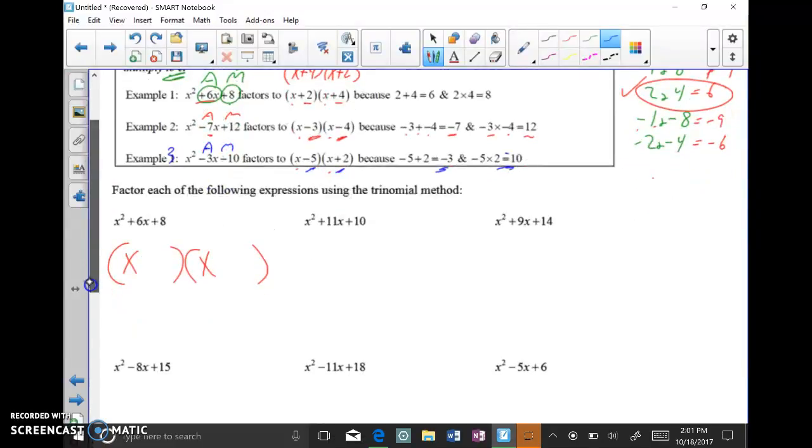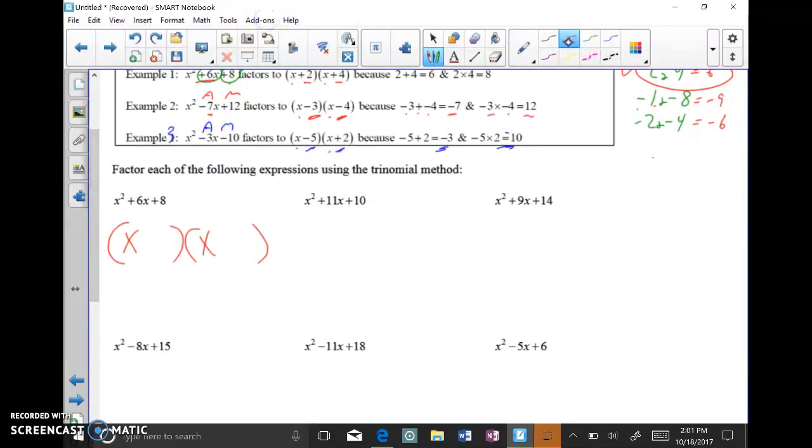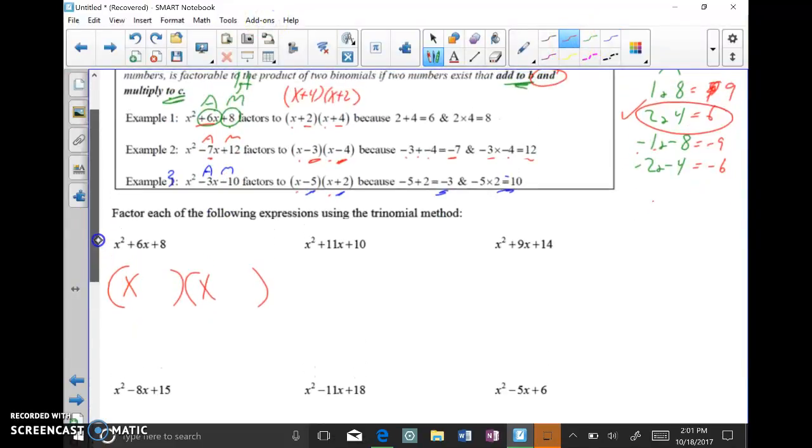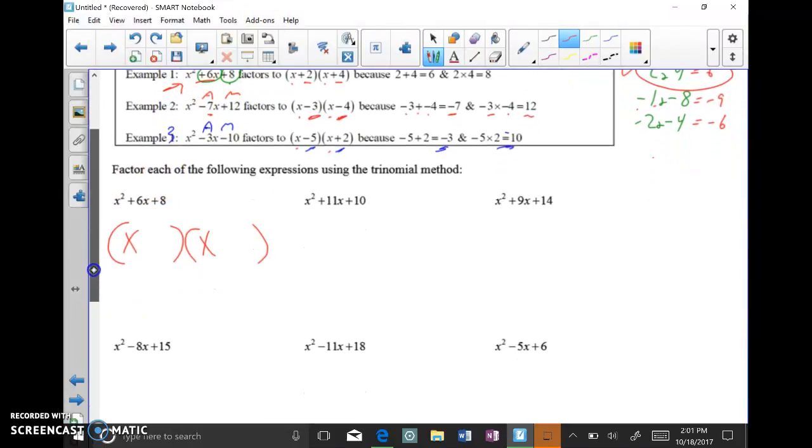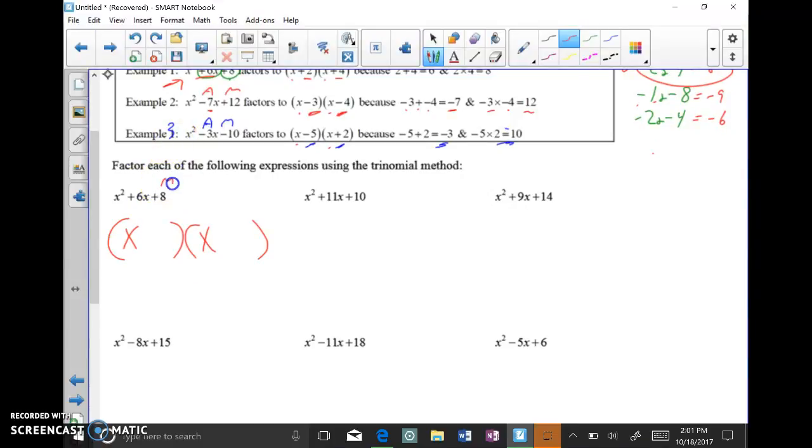So let's look at a couple of fresh problems. For this first one, it's actually the exact same question that we have up here: x squared plus 6x plus 8. What multiplies to 8 and adds to 6? Well, we already talked about it. It's 4 and 2. x plus 4, x plus 2, because positive 4 and positive 2 multiply to 8 and add to 6.